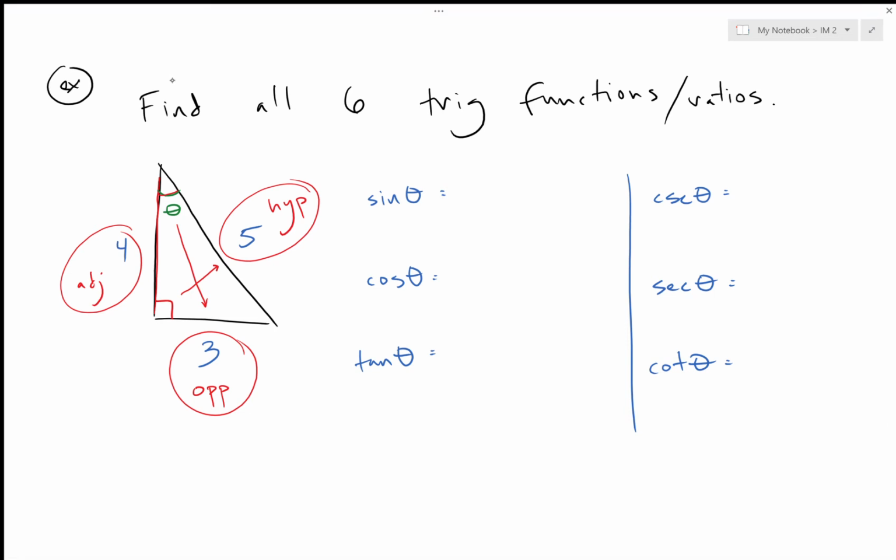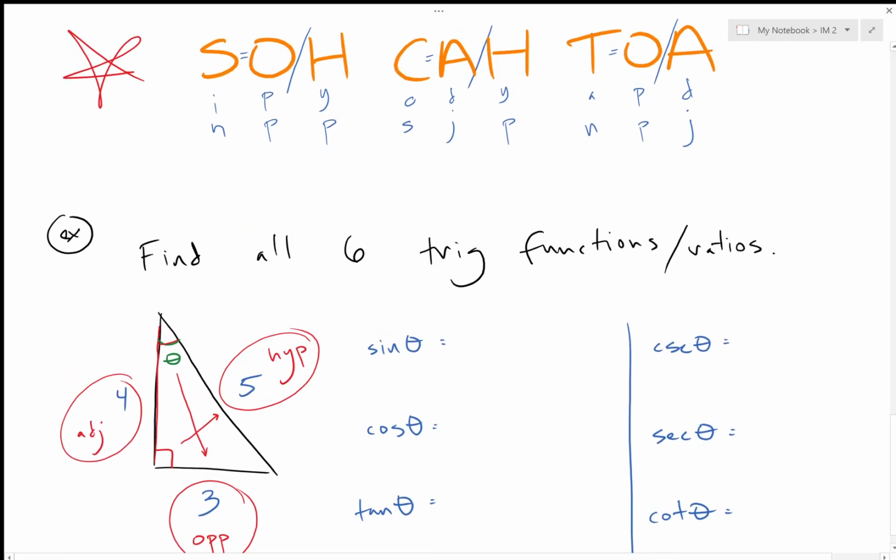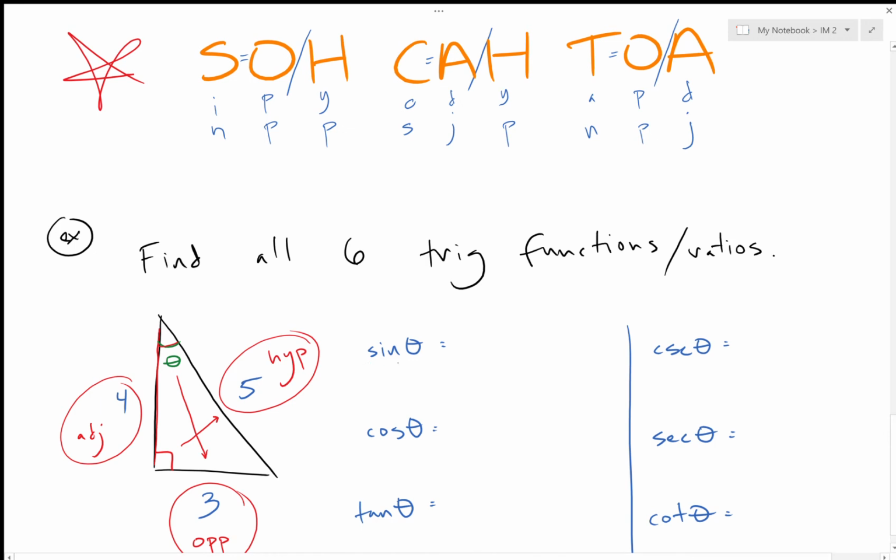Thinking about the word, and I'll bring it up right here, SOHCAHTOA, we're looking for sine. So sine is opposite over hypotenuse. Which one is my opposite number? Let's look over here. Opposite would be the 3, and the hypotenuse is the 5. And there you go. Sine of theta is 3 over 5. That's all you've got to do right now.